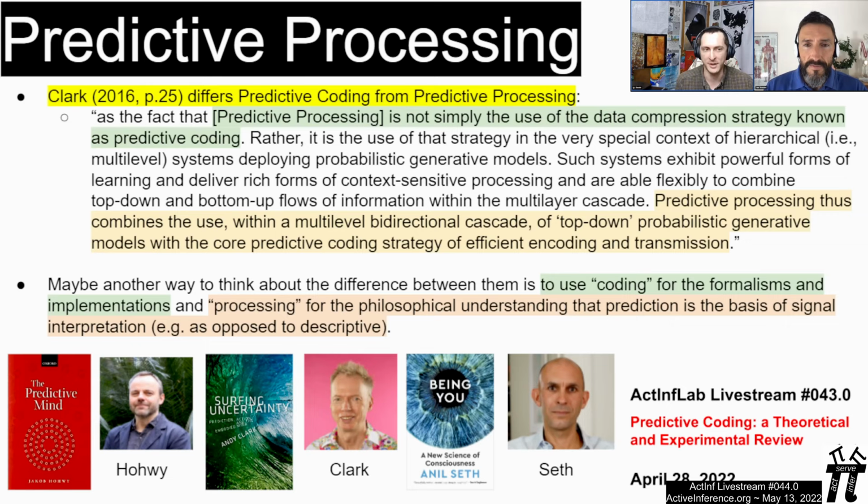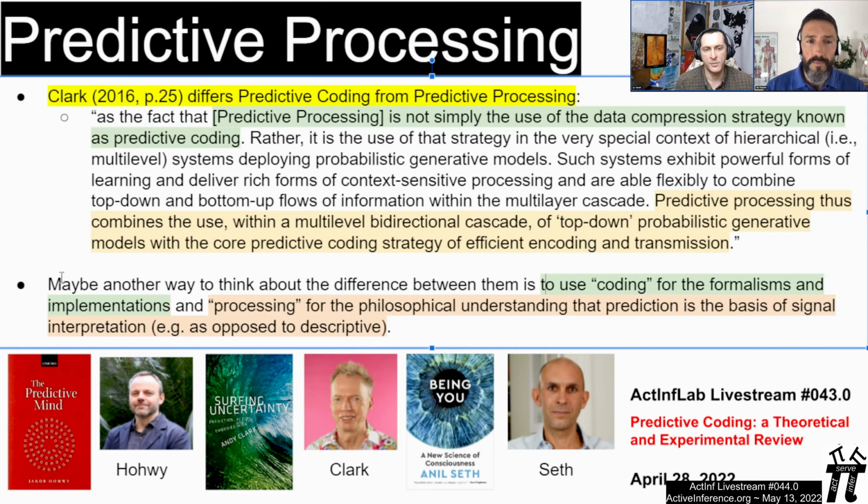But one thing that Maria brought up and we've continued to think about is, where do we use predictive coding and where are we thinking about predictive processing? And so maybe another way to think about the difference between these two is predictive coding for the formalisms and the implementations, and predictive processing for a philosophical understanding that prediction is the basis of signal interpretation, as opposed to description and recognition being the essence of signal interpretation or semiosis.